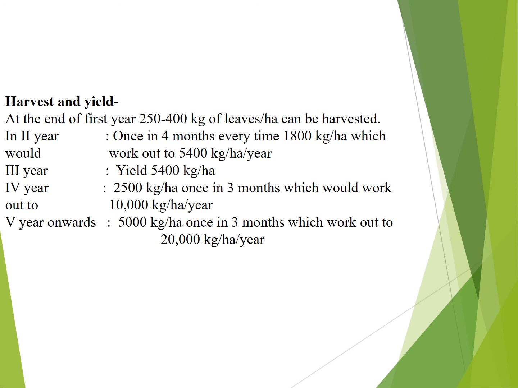In the third year, 5,400 kg of leaves should be obtained. Then in the fourth year, 2,500 kg is obtained in 3 months, which works out to 10,000 kg of leaves per hectare. In the fifth year, 5,000 kg per hectare is obtained in 3 months, which works out to 20,000 kg per hectare per year of leaf yield.